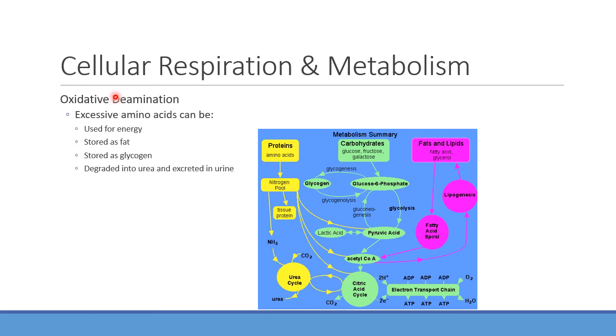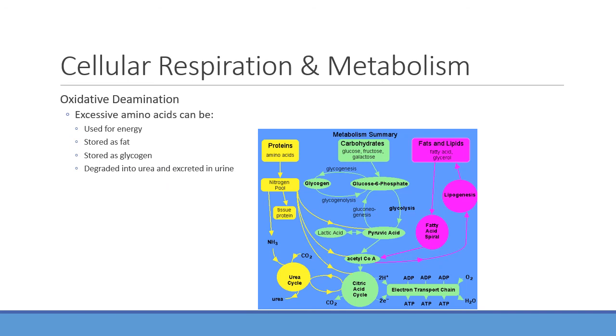Anyway, another process here is called oxidative deamination. This is where we can utilize excessive amino acids. So if someone's on a really, really high protein diet, they could utilize some of these excessive amino acids for energy production. Some of that can also be stored as fat, some as glycogen, and you can also measure this in the urine, because a lot of this will get broken down to urea. This is a waste product that will be excreted in the urine.